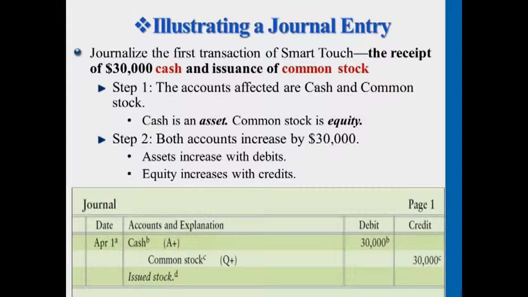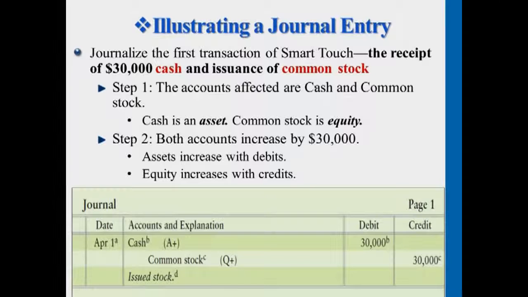So which account will we be recording the dollar amount under debit? And which account will we be recording the dollar amount under credit? Cash is the asset account, and we have an increase in cash, $30,000. So meaning that $30,000, you would see it under the plus side of assets, which is the left side. Okay, common stock is the other account affected.